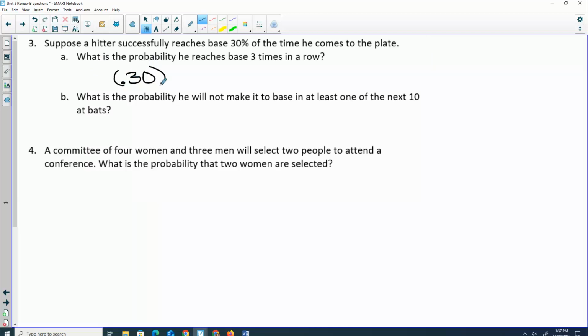So what do we have to do? You just have to multiply 0.30 three times or say to the 3rd power. Either way it's the same, because we know and is multiply. So this time, and this time, and this time, we're just multiplying those. And we get 0.027.